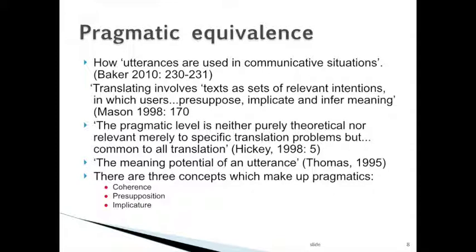Mona Baker defines three concepts which make up pragmatics as coherence, presupposition, and implicature, and I will go on to deal with each of these three in a little more detail now.